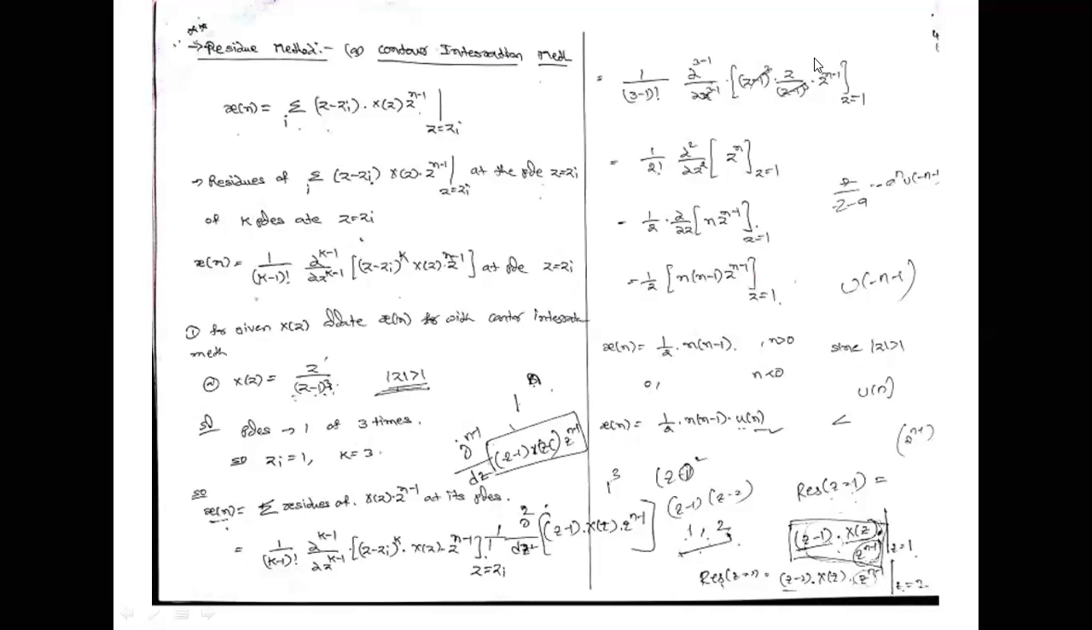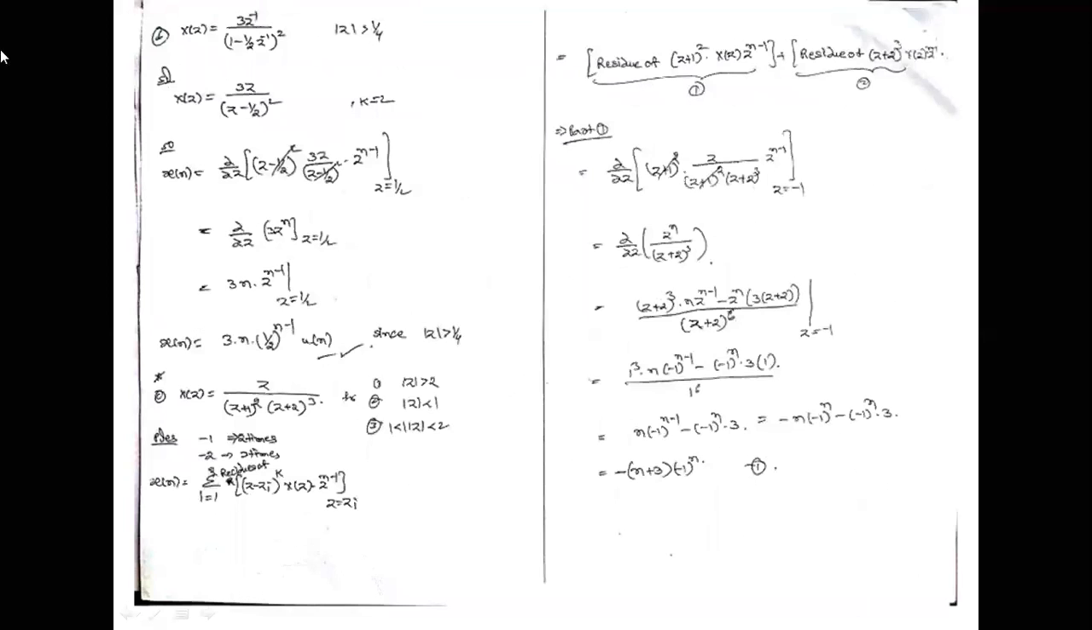See another example of the residue method. X of z is equal to 3z inverse by 1 minus 1 by 2 z inverse whole square. Here, my students, the magnitude of the ROC is greater than 1 by 4. ROC greater than 1 by 4 means the right side only. For the right side, you multiply with mu of n.